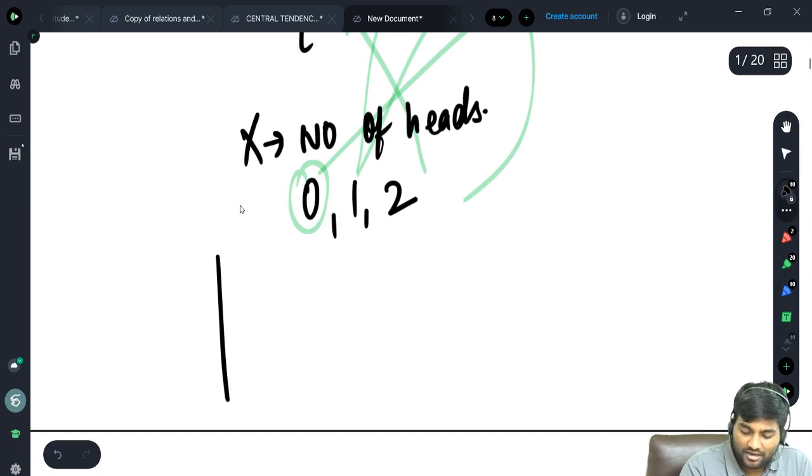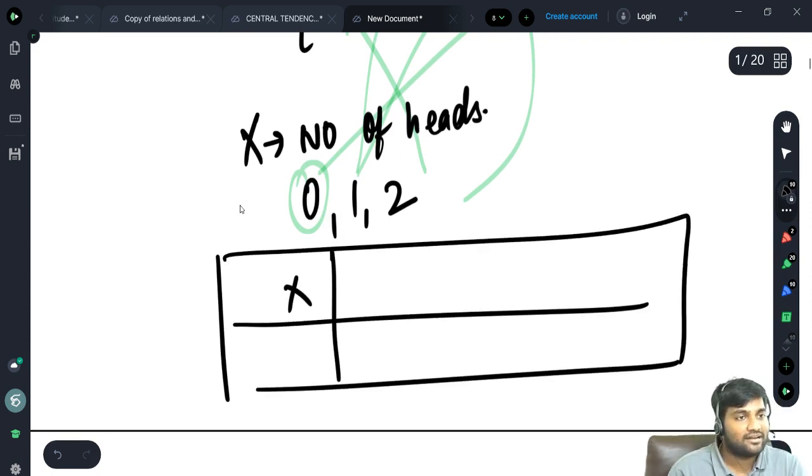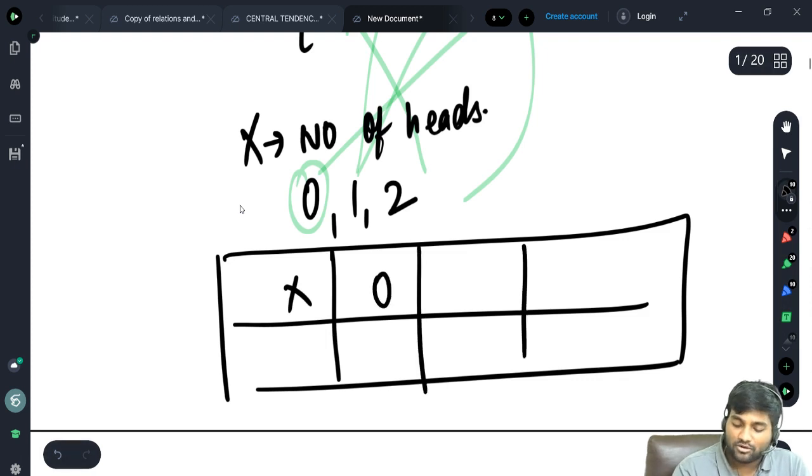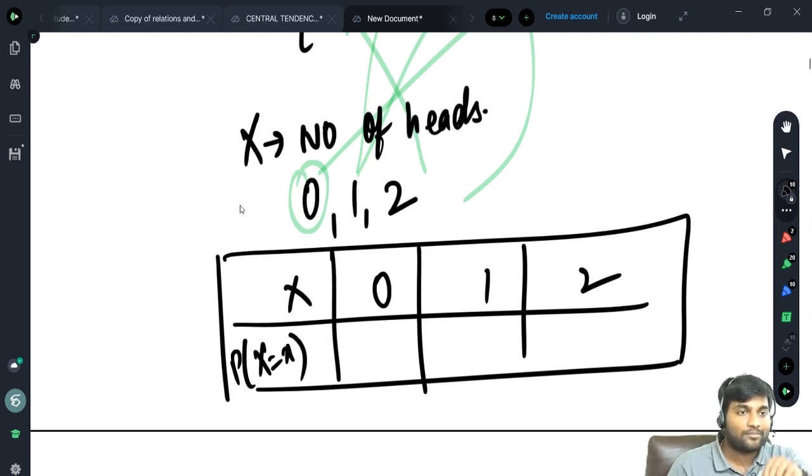So now we will be obtaining a distribution. This is X, which is the random variable. It can take the value 0, 1 and 2. And this is probability capital X is equal to small x. What is this small x? It is a dummy variable. Don't copy. It is a dummy variable. What do you mean by dummy variable?